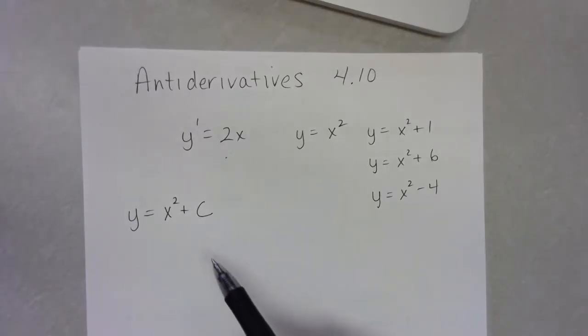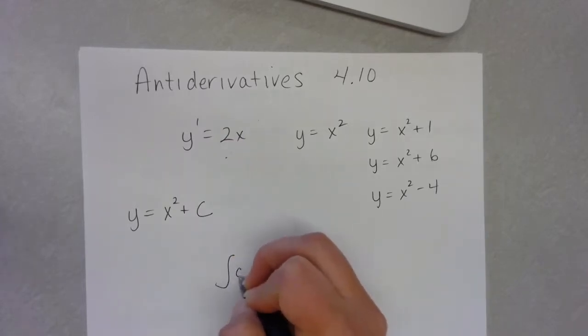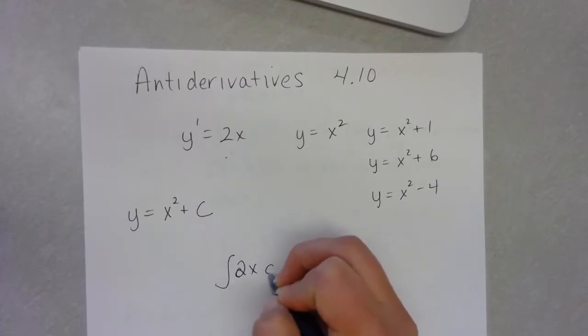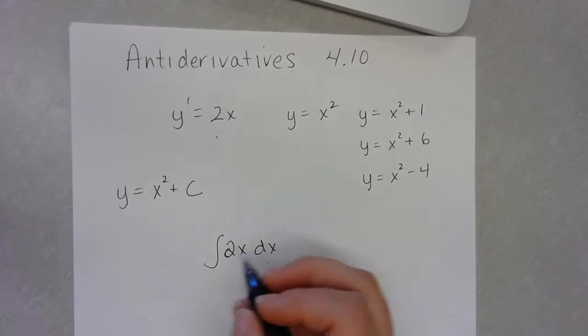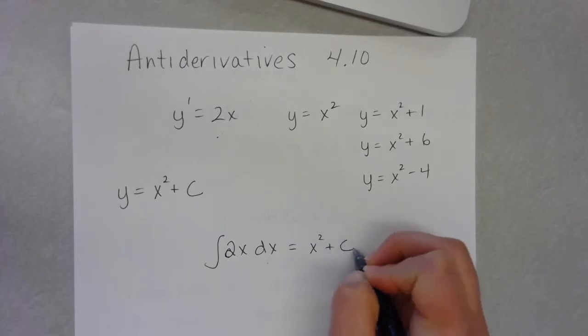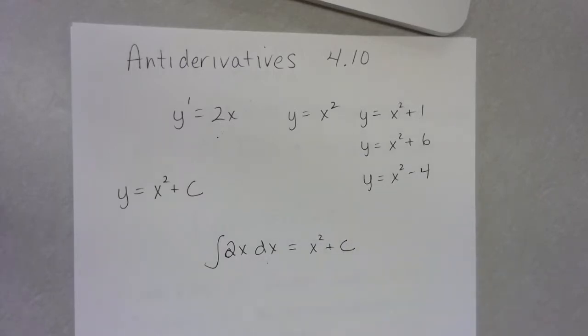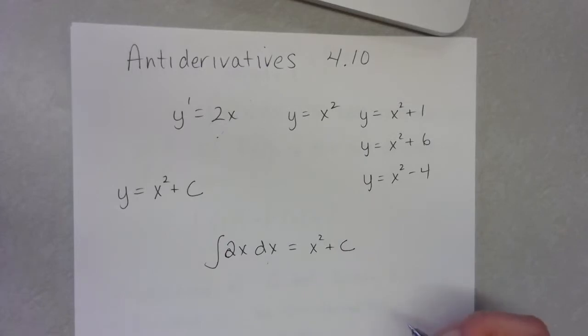So the way that we write this is that we say the antiderivative of 2x, and we say dx after it, that's like saying that my variable here is x, is equal to x squared plus c, okay? So this x squared plus c is my antiderivative.